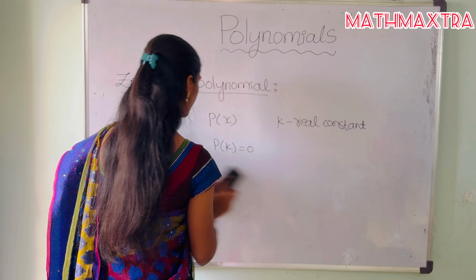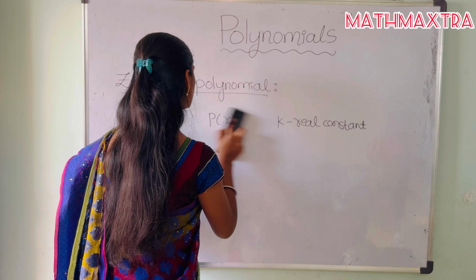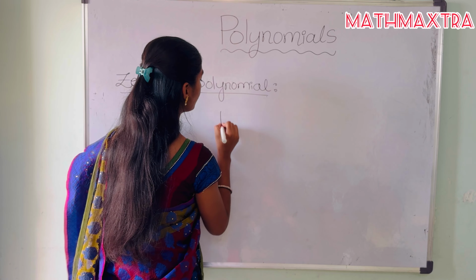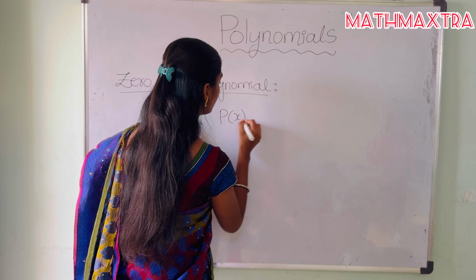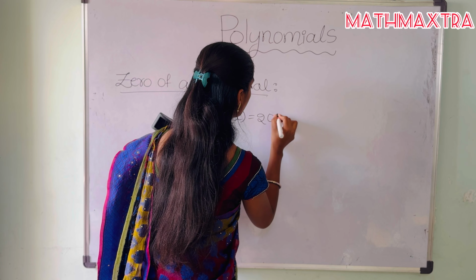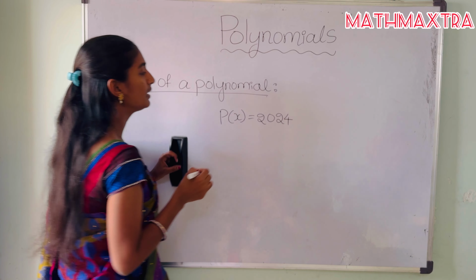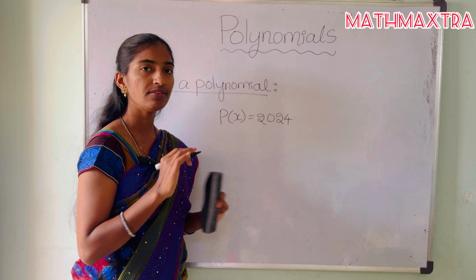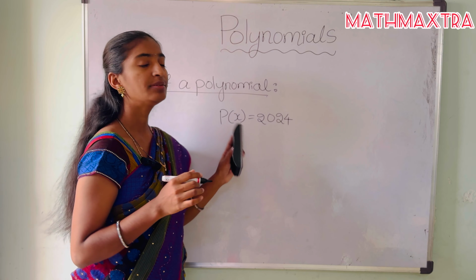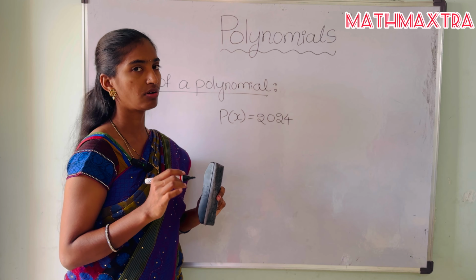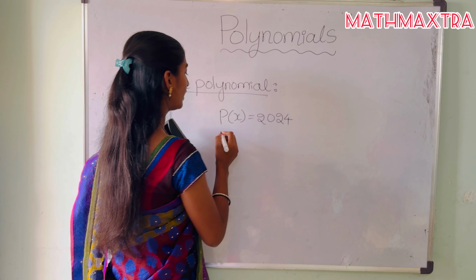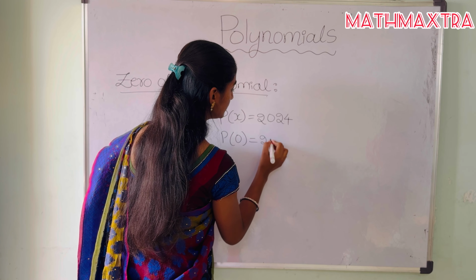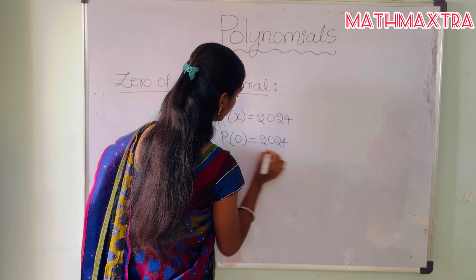Okay. Now you tell me, if I am considering a polynomial p of x is equal to 2024. Okay. So now you tell me what is the zero of this polynomial. You can check with any value of k. So whether it will become 0 or not? Tell me. See, okay, I am taking the value of x as 0. What happens? It is 2024 only.